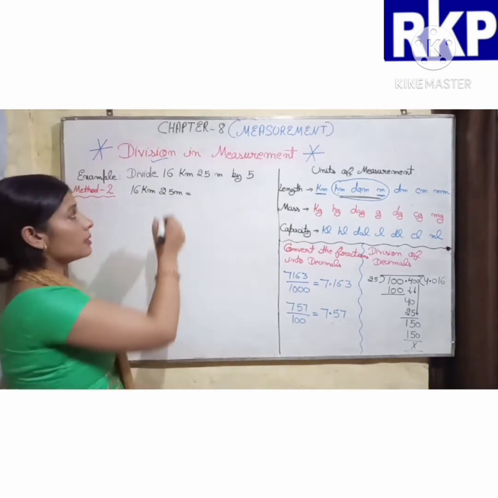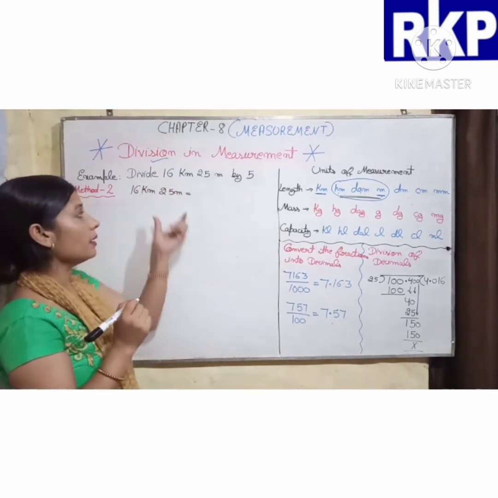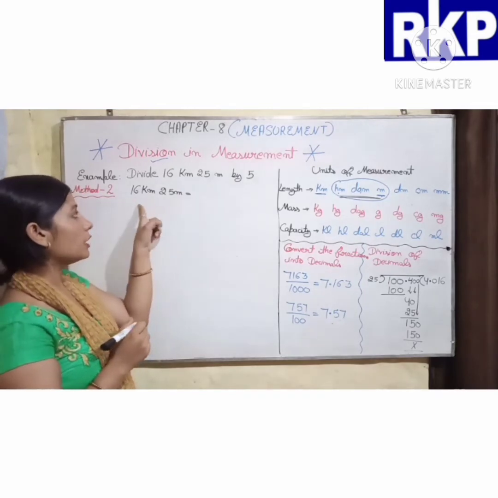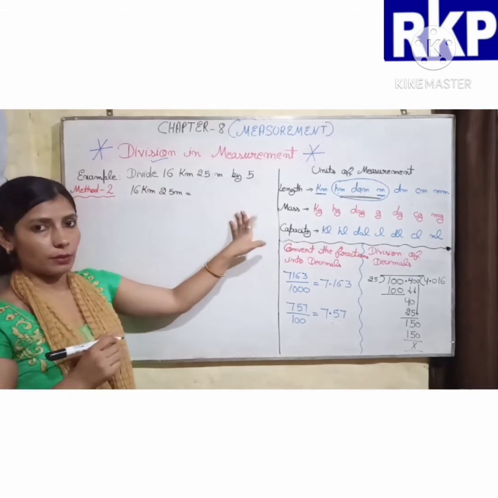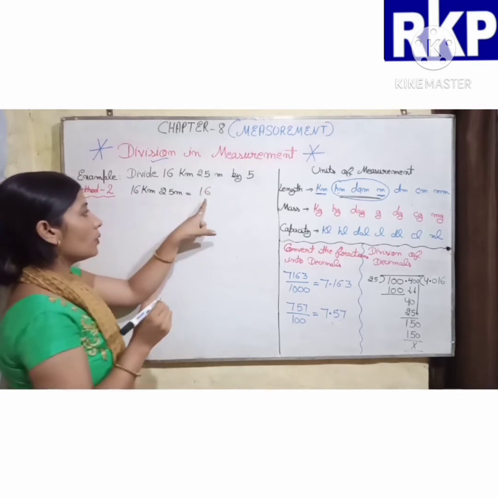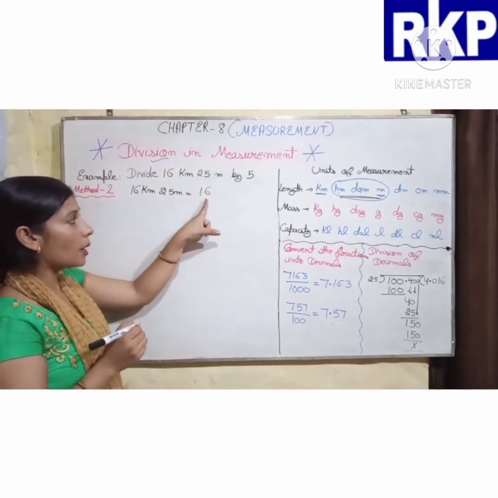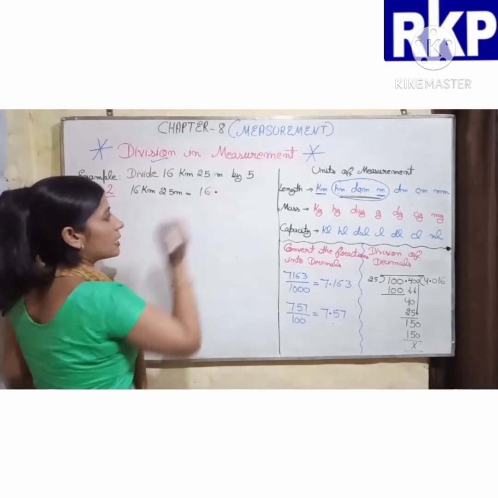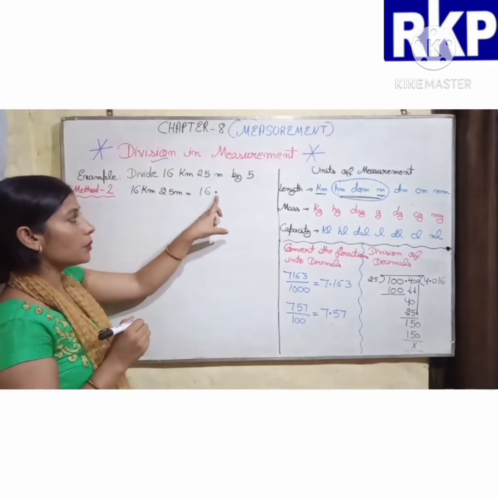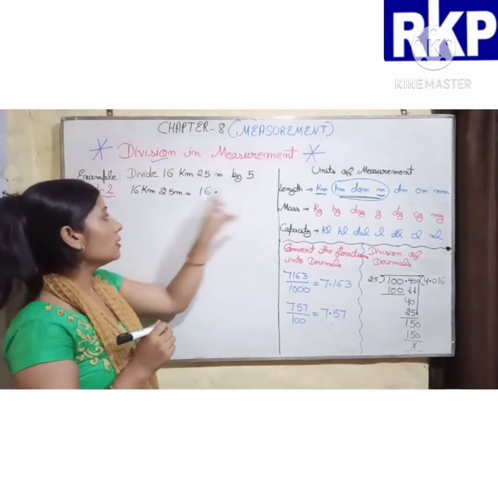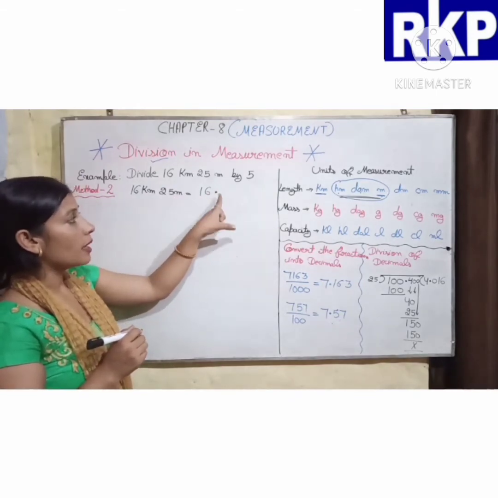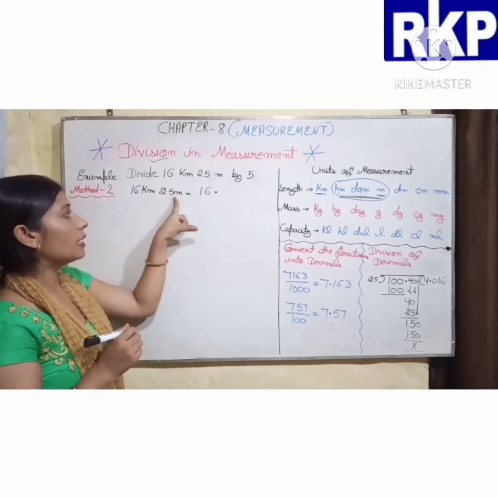Now students, let us see the same example by the second method. According to the second method, first of all we need to convert this into decimals. So here, first of all we will write 16, and after this we will put a decimal point. Before this decimal point we have to write kilometers, and after it we have to write meters. So here 16, decimal point, and now we have to write 25.